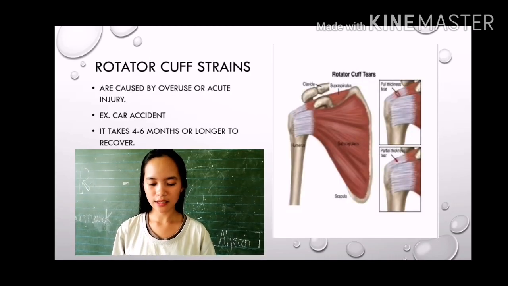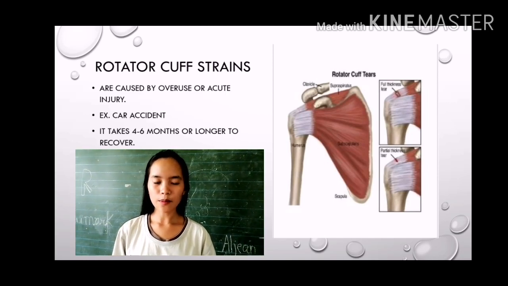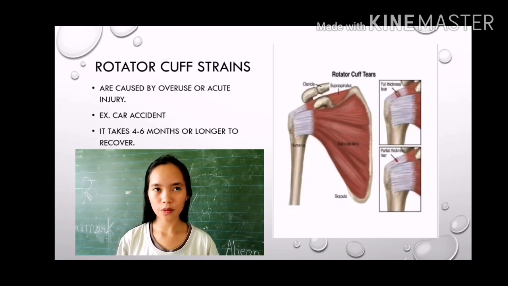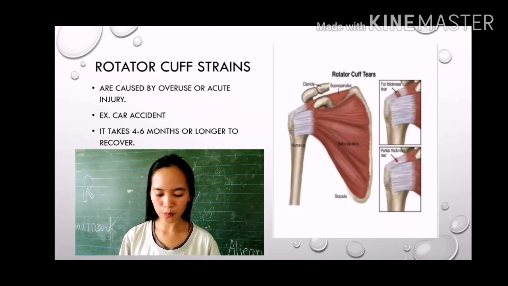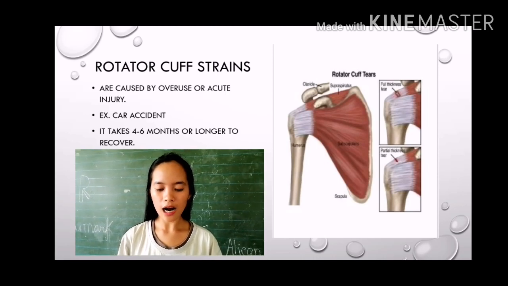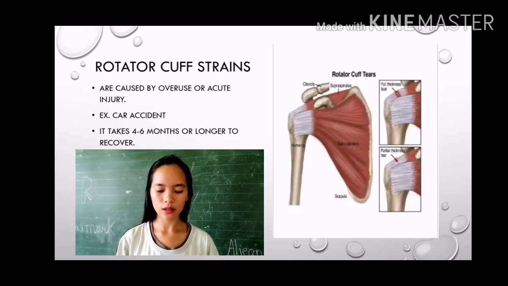Rotator cuff strains are caused by overuse or acute injury, for example, a car accident. To recover fast, go to physical therapy, keep a good posture, and avoid activities with repetitive overhead arm action. It takes 4 to 6 months or longer to recover.